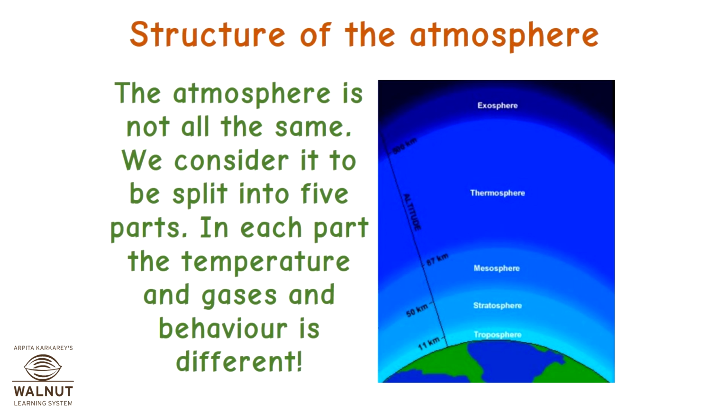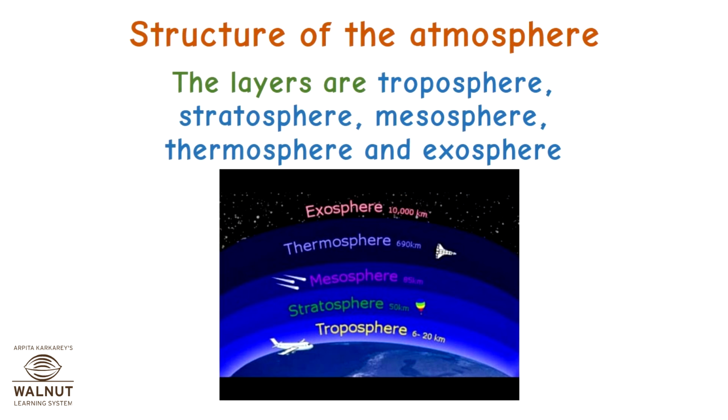The atmosphere is not all the same. We consider it to be split into 5 parts. In each part, the temperature, gases and behavior are different. The layers are troposphere, stratosphere, mesosphere, thermosphere and exosphere.